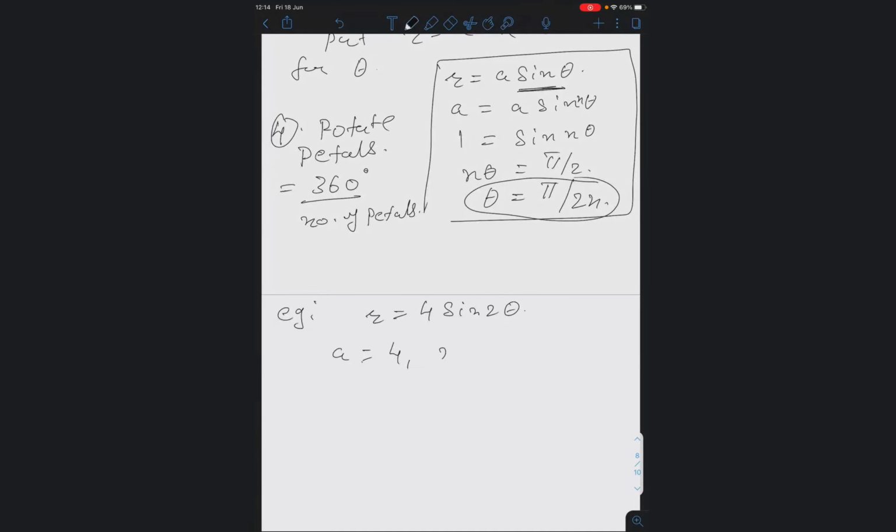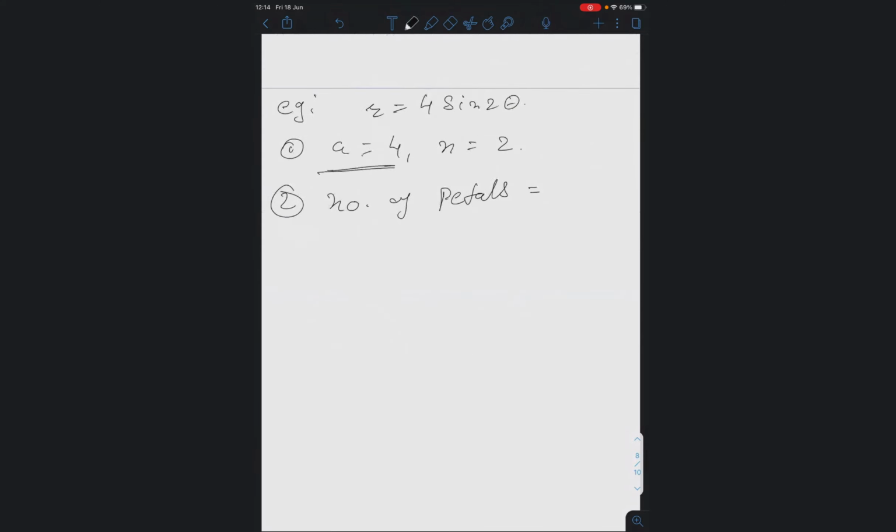N is how much? 2. So that is the first point you have written. So A is equal to 4, the length of each petal. Now the number of petals will be 2n, which is equal to 4. So 4 petals you are going to get.